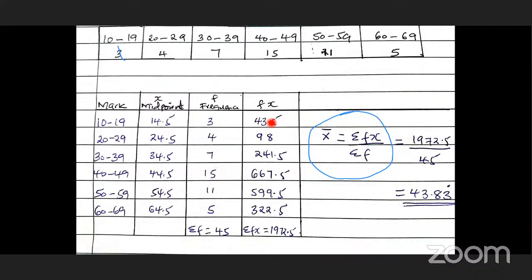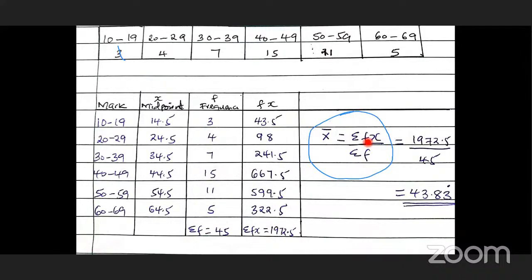Yes. Okay, so we proceed like that up to the last class, which has 60 to 69 and 64.5 as the midpoint. So our X will be 64.5, multiply that by 5, so that we get 322.5. So our objective was to make sure that we follow the formula.